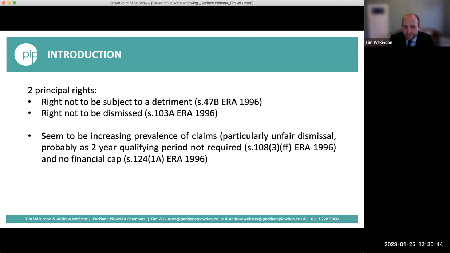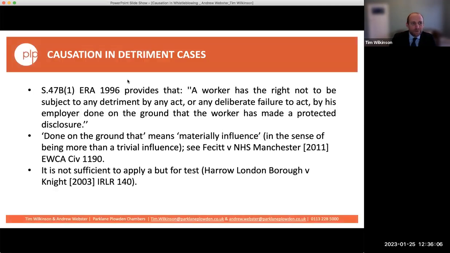They can be complex, often lengthy hearings because of that, and often involving a considerable number of issues, such as whether a disclosure is protected or not, which Andrew's touched on. There are always, it seems, issues as to causation in whistleblowing claims, which is one of the reasons why we thought we'd discuss it today. And I'm going to start by discussing causation in detriment cases. We have separated the two, detriment and unfair dismissals, because there is a difference. And I'm going to touch on detriment.